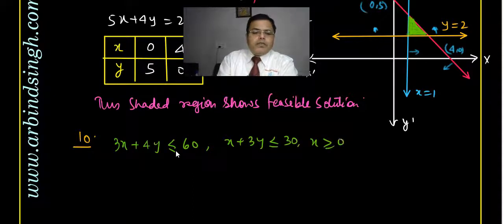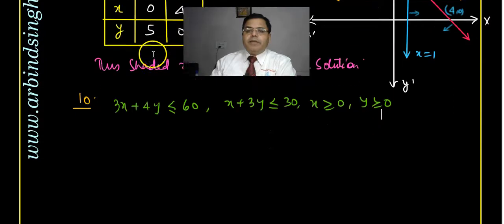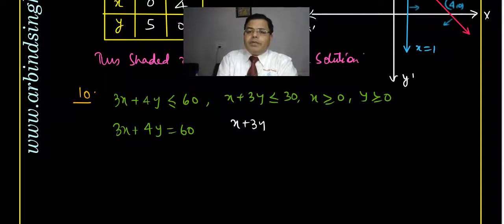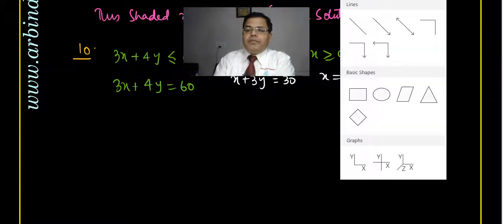So subsidiary equations, the corresponding equations can be written as 3x plus 4y is equal to 60, x plus 3y is equal to 30. So there are 4 equations. So let us draw, we have to make a table for this one. So let us draw a table for it. And that table can be made for this one like this.